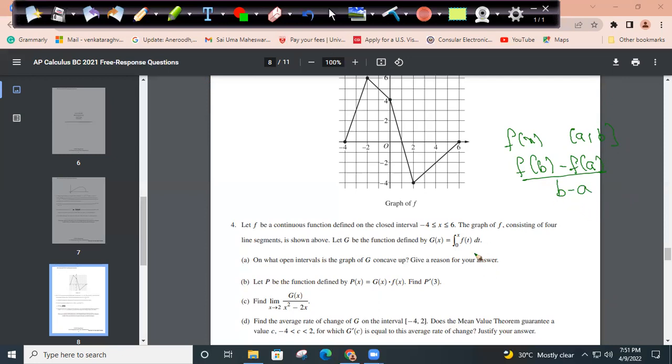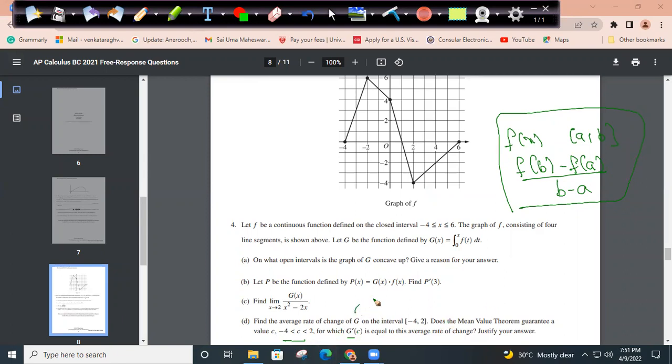Find the average rate of change of G on the interval. First, I need to find this answer. Once I find it, does the mean value theorem guarantee a value C between -4 and 2 for which G dash of C equals that value? Okay, very good. So first we need to have clarity on the mean value theorem.